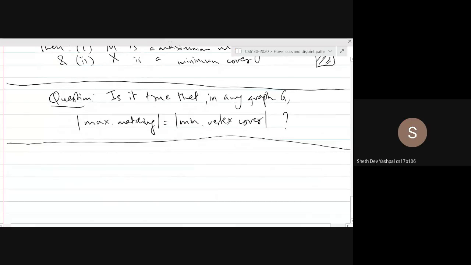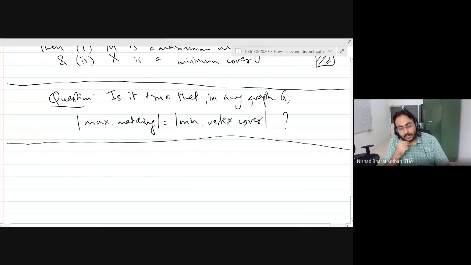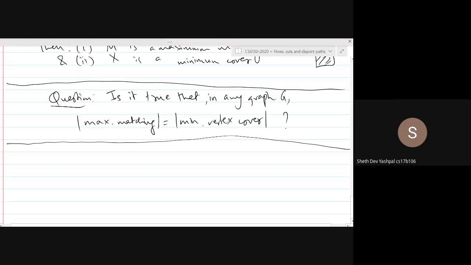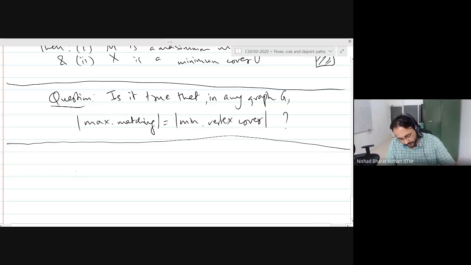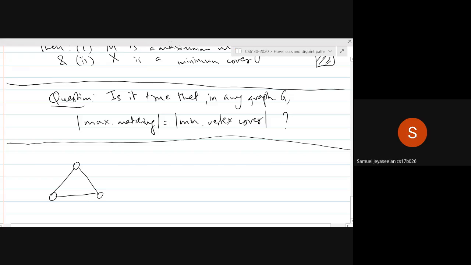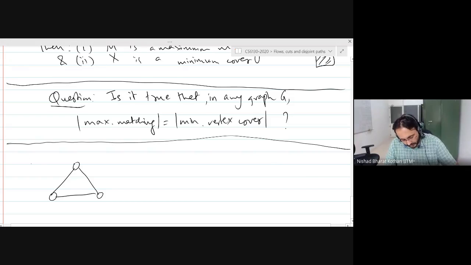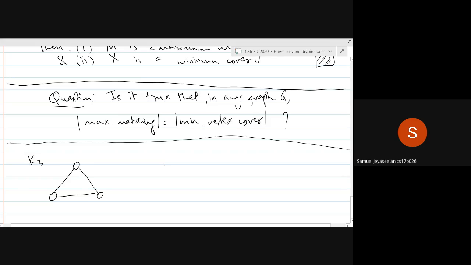No. Consider K3. Consider K3. Okay. Someone else said no. Who was that? That was me. Okay. So K3 is one example. What is another example? I was also thinking of a triangle.